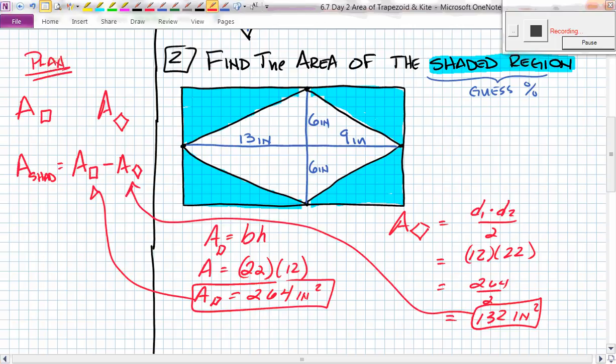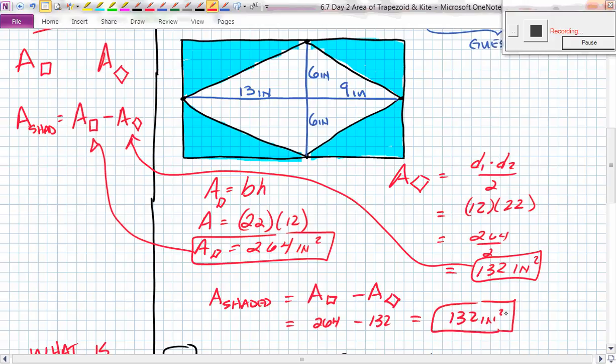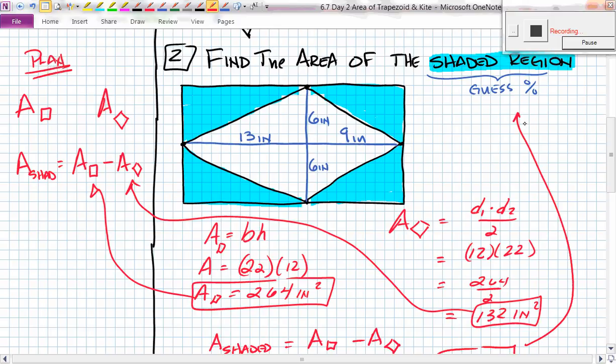What does the plan say to do? We're going to subtract them. Does anybody notice anything? Yeah. So the area of the shaded region is the area of the rectangle minus the area of the kite, which is 264 minus 132, which, hey, wait a minute, is 132 inches squared, which represents 50%. Did anybody guess right? Who guessed right? Whoa! I'd say 50% of the class.